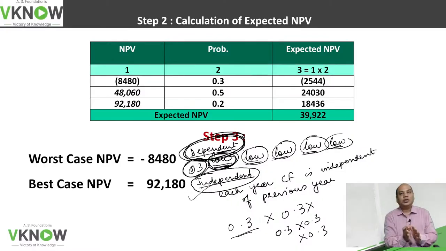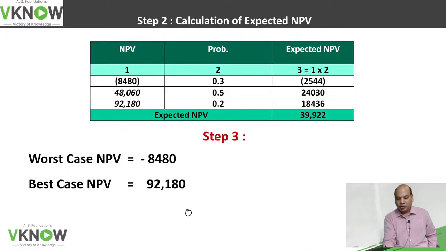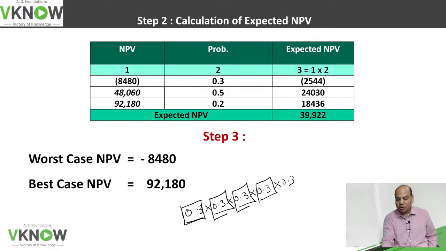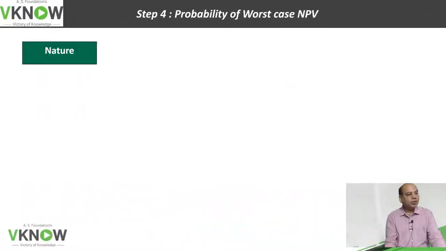And for independent, each year is independent. So if each year is independent, I will have to apply the joint probability concept, because what is the possibility of getting low in first year and low in second year and low in third year and low in fourth year and low in the fifth year? That is the meaning of finding the probability when cash flows are independent over time. So I am going to write this answer nicely for you. Write down step number 4, probability of worst case NPV.